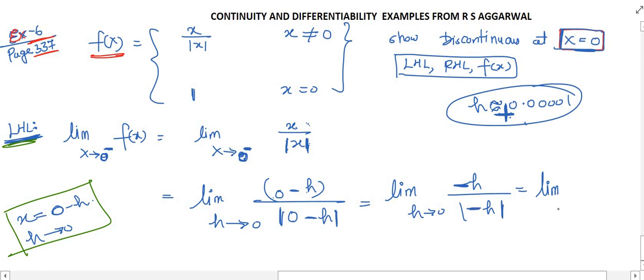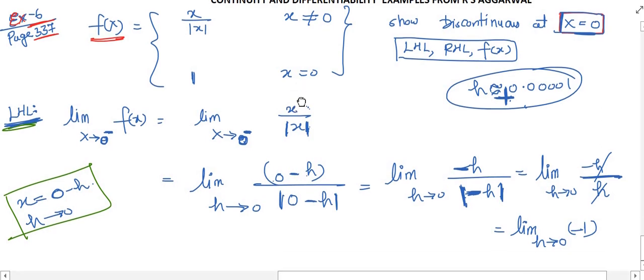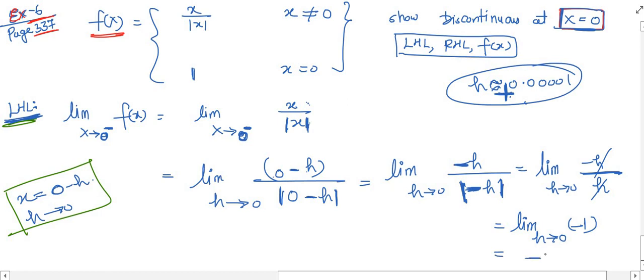So when we solve it, when we remove modulus for a negative number, it becomes positive and we remove the mod. That's how we do it, correct? For a negative number, to remove modulus, it becomes plus and we remove it. Now this h will cancel. So we are getting limit h is tending to 0, minus 1. So our left hand limit is minus 1.